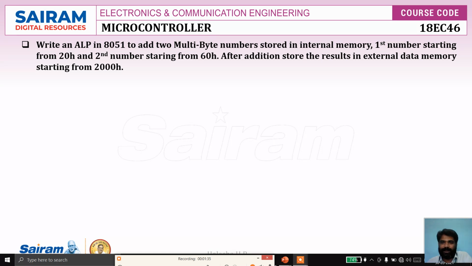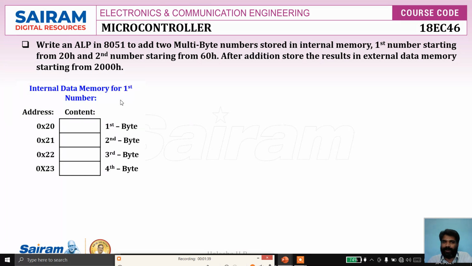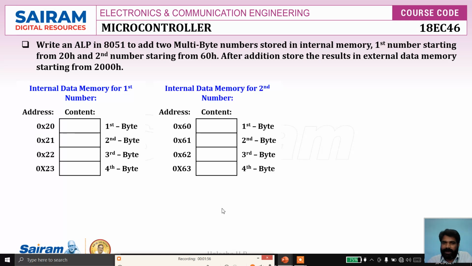Let's consider an example of a 4-byte number. So internal data memory for the first number: first byte, second byte, third byte, and fourth byte, starting from the address 20H. If it is a 5-byte number, then in the next memory locations 0 to 4 there will be 5 bytes. So this is the memory view.